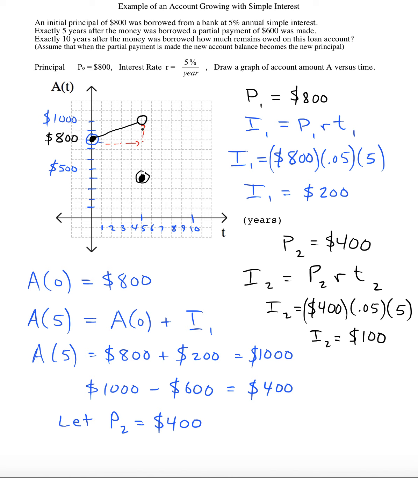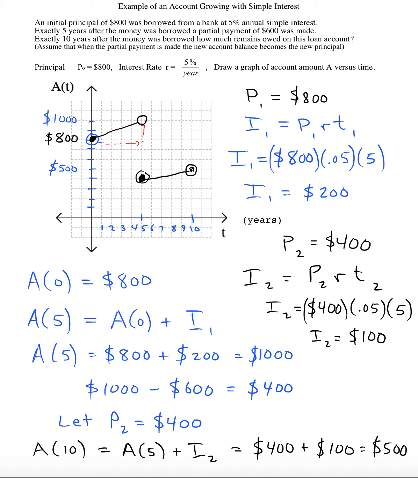And in order to get our final amount, we need this calculation. A of 10 equals A of 5 plus our new interest that we had just calculated. So it'll be 400 plus 100. That takes us to a final amount of 500. And if the person wanted to pay it off after 10 years, that's how much they would owe. There's our graph.